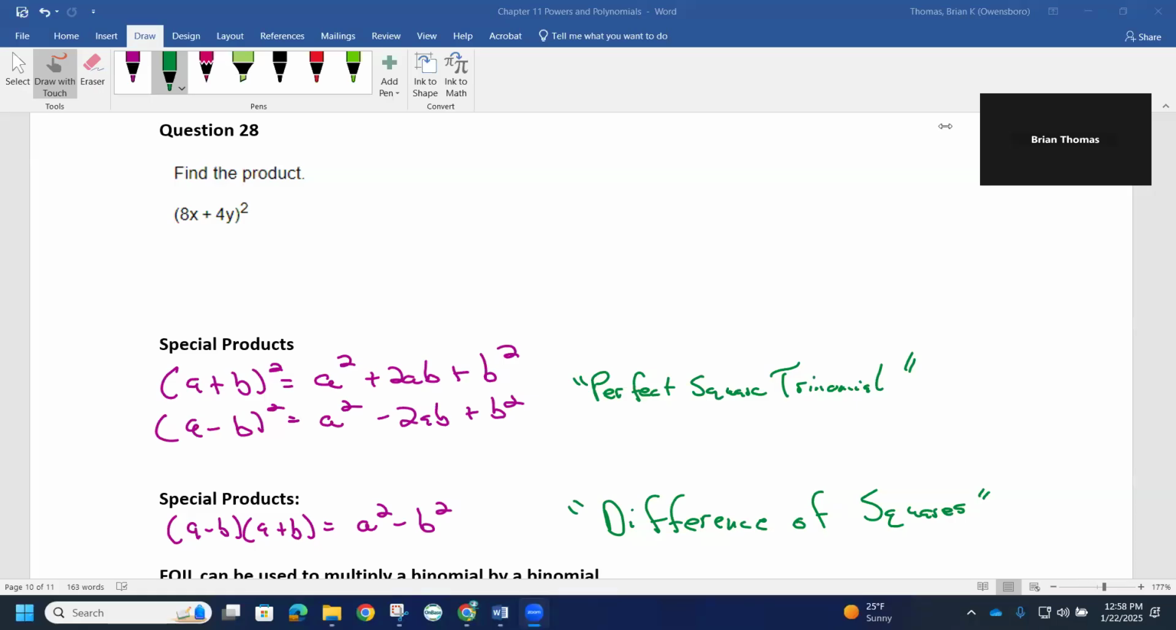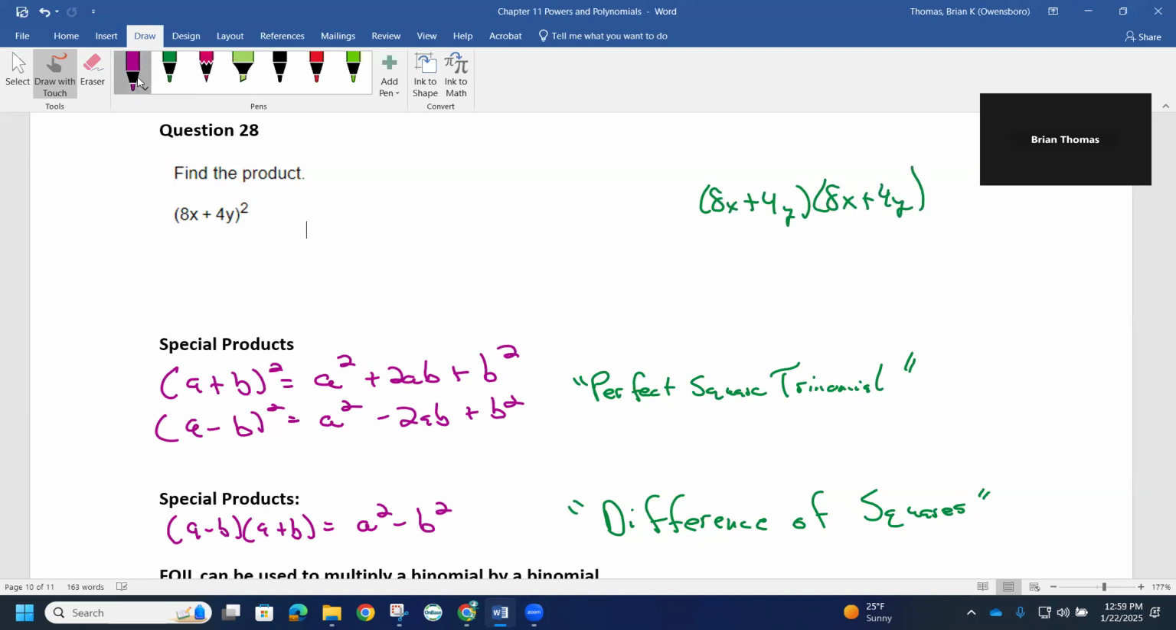So question 28 says find the product of this. So we have (8x + 4y) squared. So this one's also special, but again, the power 2 just means there's two of these. So I could use FOIL on this. So one strategy would be to say (8x + 4y) and then just write (8x + 4y) again. And I could just use FOIL.